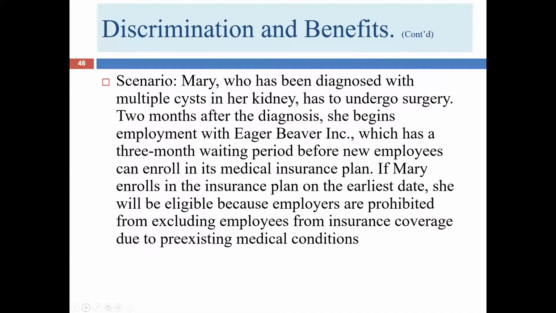Okay, so let's talk about Mary. Mary's been diagnosed with a serious illness and she needs to undergo surgery. 2 months before this diagnosis, she began to work for her new company, which had a 3-month waiting period before any new employees can enroll in the medical insurance plan that the company offers. If Mary enrolls in the insurance at the earliest possible date, which will be in a month, she will be eligible for coverage because employers are prohibited from excluding employees from insurance coverage due to a pre-existing condition.